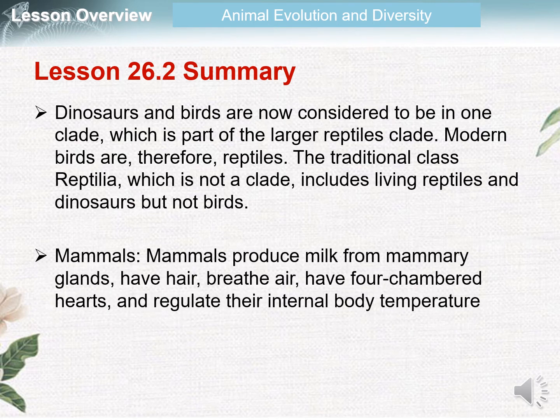Mammals produce milk from mammary glands, have hair, breathe air, have four-chambered hearts, and regulate their internal body temperature.